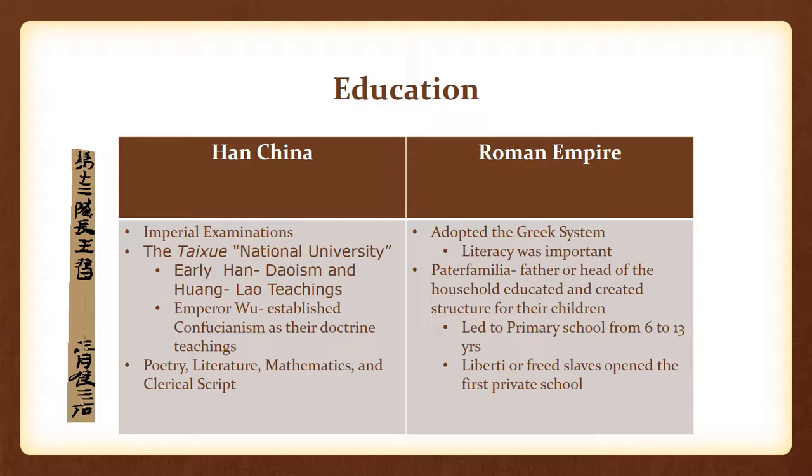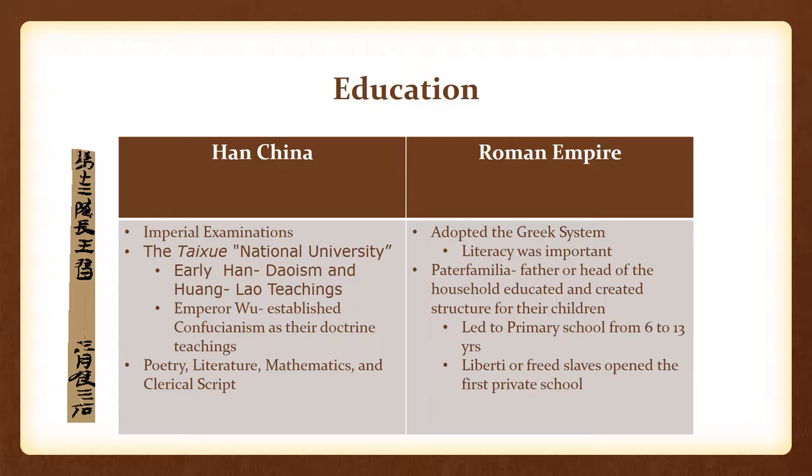In the Roman Empire, they adopted the Greek system, where literacy was very important, and great authors such as Virgil with the Aeneid and Homer with the Iliad were major influences in their education.